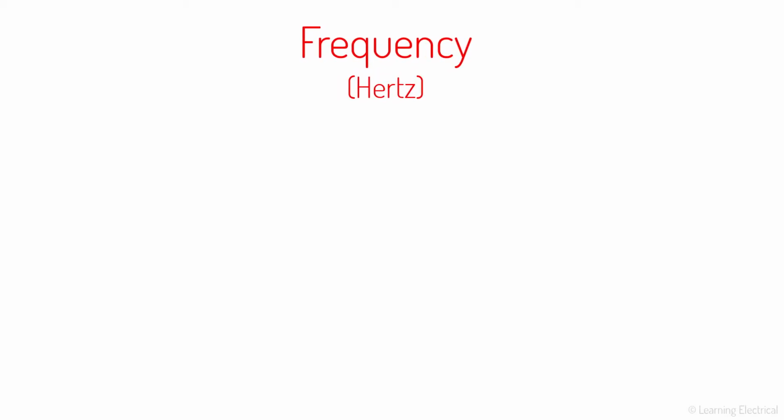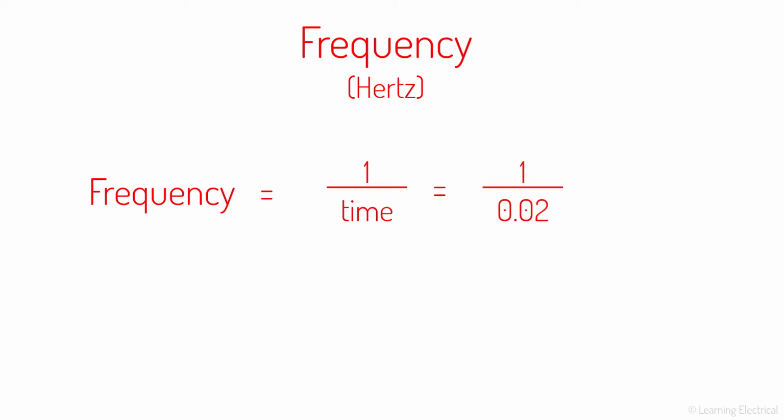Frequency is determined by the amount of time the conductor takes to complete a full 360 degree rotation inside the magnetic field. To calculate this, you divide 1 second by the time taken for that complete rotation. As you saw previously, that time is 0.02 seconds, so your calculation would be 1 divided by 0.02. This would give you a frequency of 50 Hz, which is the standard frequency in the UK.